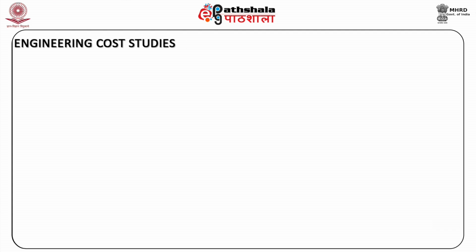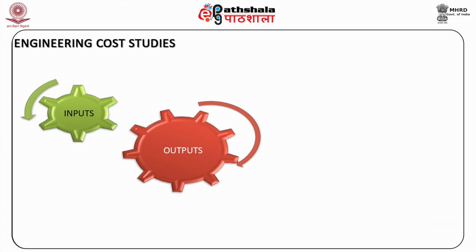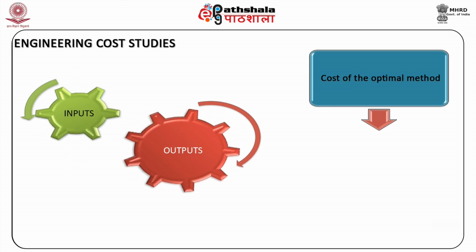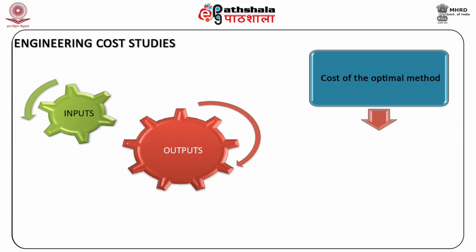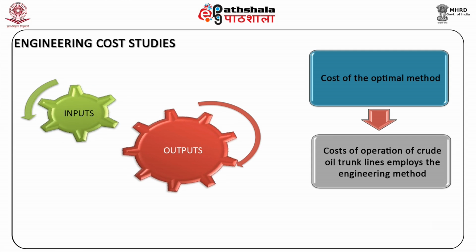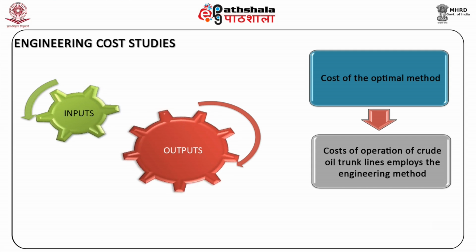Engineering cost studies. This method is based on the technical relationship between inputs and outputs. The cost function includes the cost of the optimal method of producing various levels of output. The Cook and Booth study of the costs of operation of crude oil trunk lines employs the engineering method.